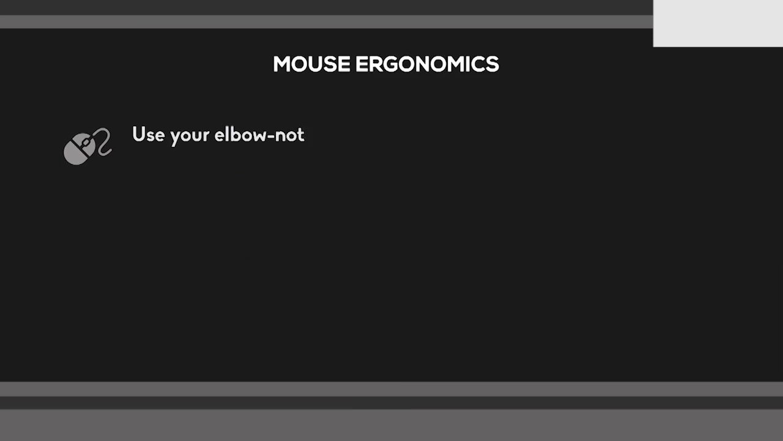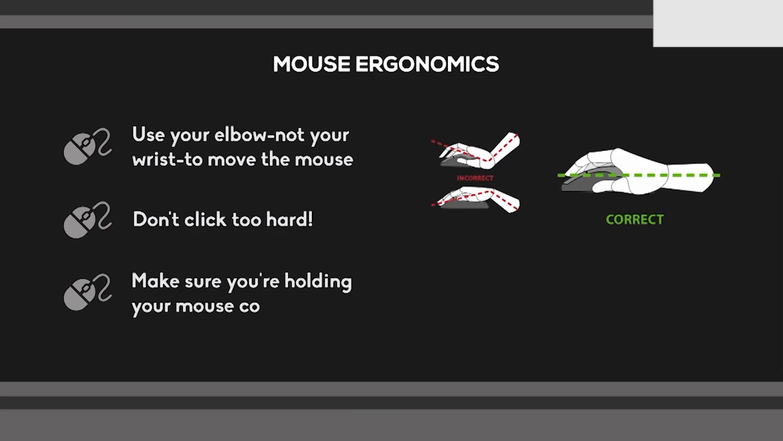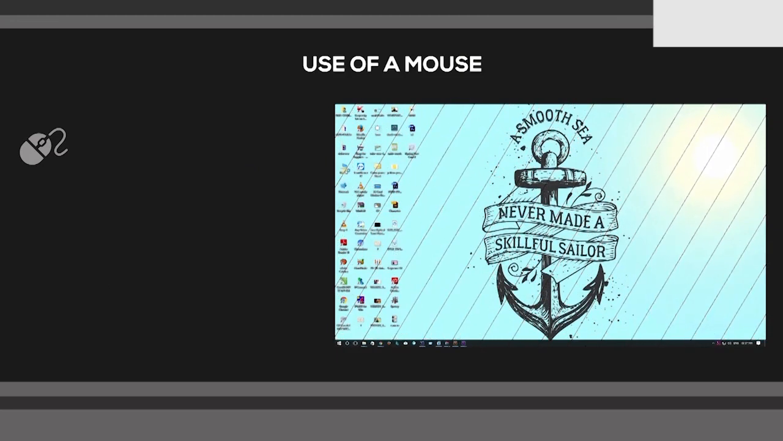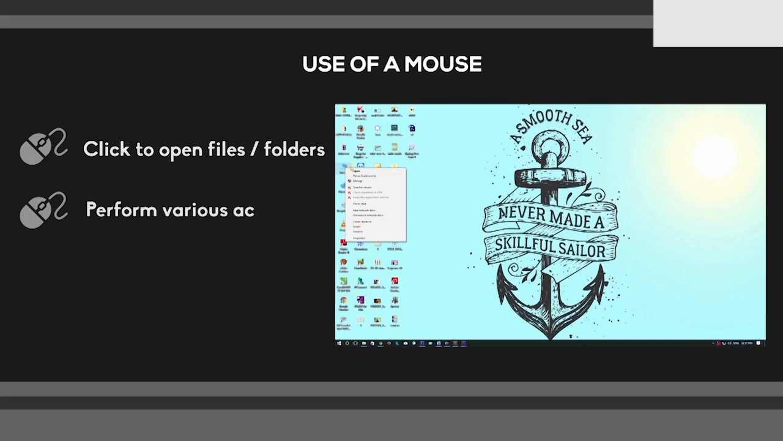Use your elbow, not your wrist, to move the mouse. Don't click too hard. Make sure you're holding your mouse correctly. Moving the mouse, you can press its button to click on files, folders, drives, or other storage devices. Once selected, these items can be moved, opened, deleted, or copied. The mouse can also be used to select and manipulate information within a given file.